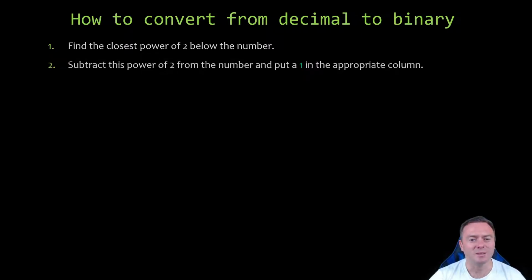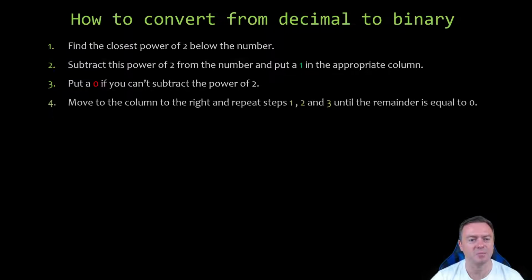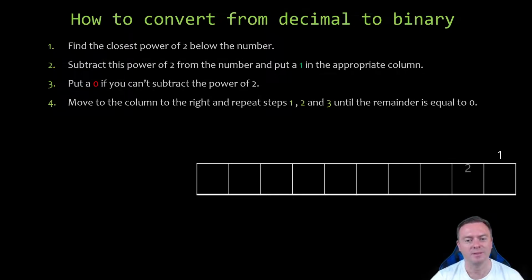So we find that closest power of 2. We then subtract this power of 2 from the number and put a 1 in that appropriate column. So we put a 1 in the 16's column. If we can't subtract as we go along through this algorithm, you put a 0, and then you move to the column to the right and repeat steps 1, 2, and 3, until the remainder is equal to 0.